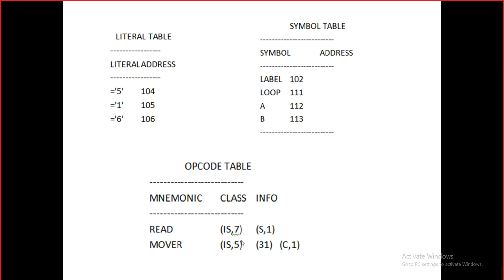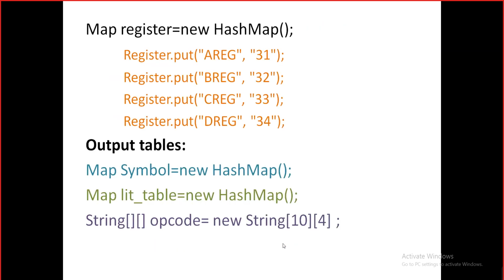Understood? So altogether, how many columns do I require? 0, 1, 2, 3, 4 columns. And that is why we had specified 4 over here for the opcode table data structure. Understood? Any doubt in any of the data structures by far?